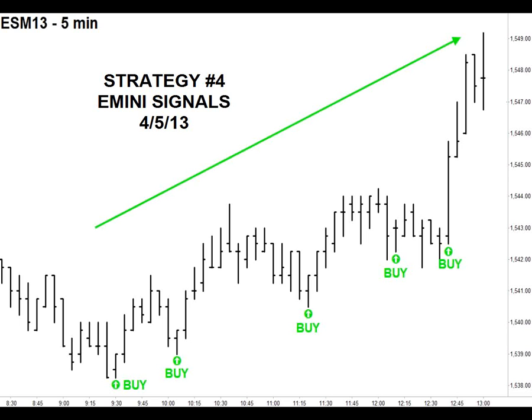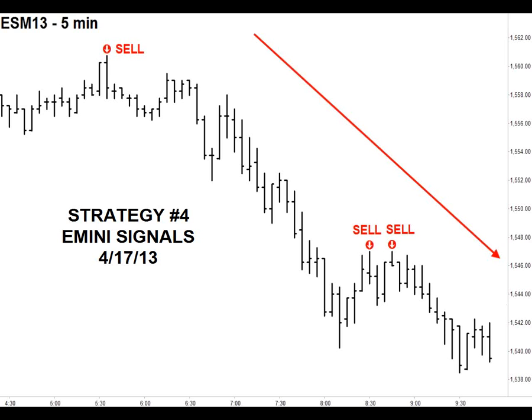Now remember, 4 is such a great strategy. It works in any market, and it also works trading to the upside just as well as it does trading to the downside. This was last month in the E-mini as well on another 5-minute chart.